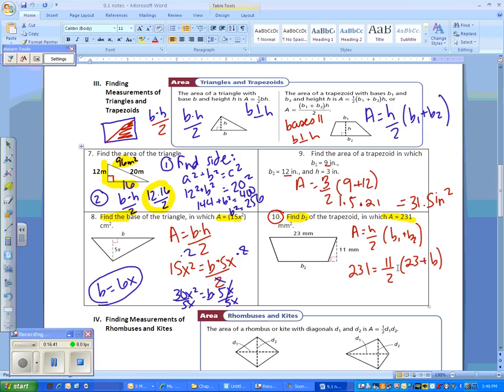All right, so again, there's lots of ways you can solve this. How I'm going to solve it is I'm going to say 11 divided by 2 is 5.5. And then rather than distributing 5.5, I'm going to divide both sides by 5.5 to get rid of the need for parentheses. So 231 divided by 5.5 is 42. Okay, so now we have 42 equals 23 plus b. Subtract 23 from both sides, and you get that b equals 19, and that's your final answer. Okay, so it's either straightforward, find the area, or work backwards and find the side length.